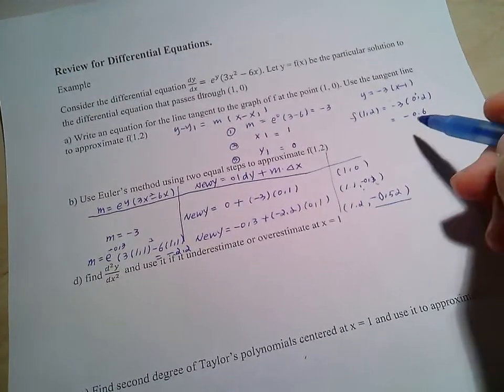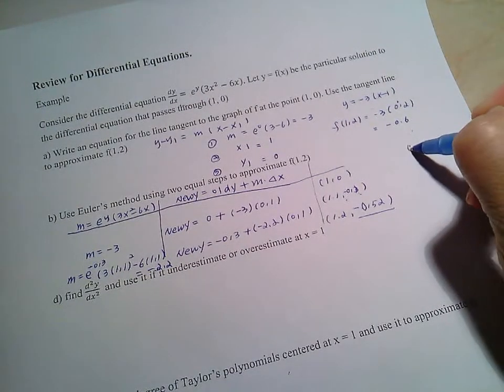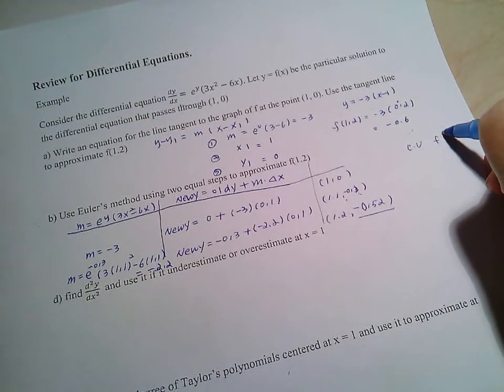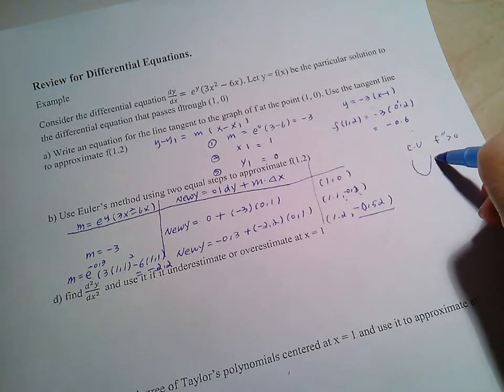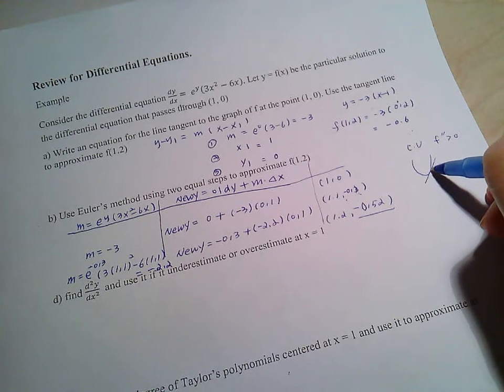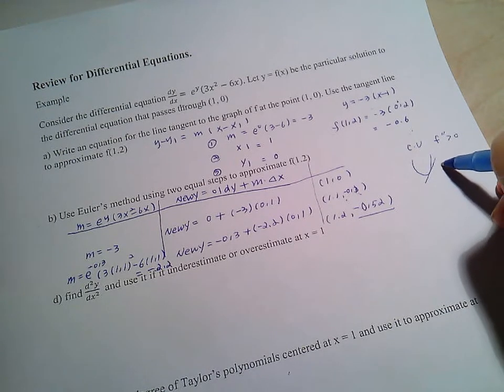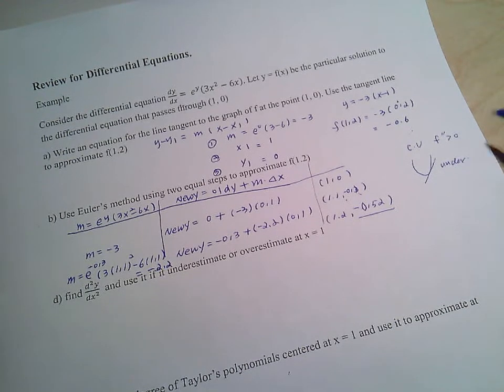Okay, so let me just write down here. If it's concave up, which means the second prime is greater than 0, we know this one is a smiley face, concave up. Draw the tangent line. The tangent line is below, which means this one is an underestimate.